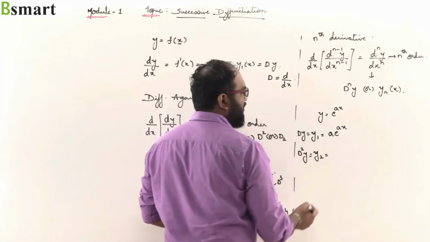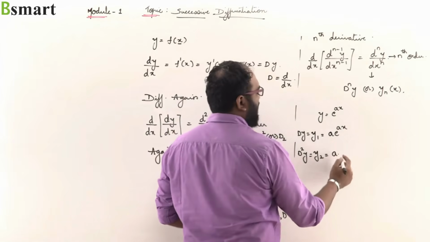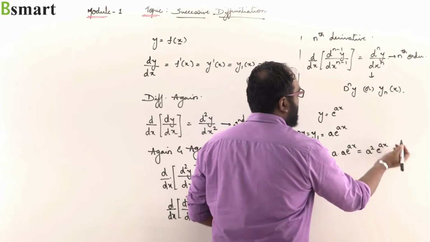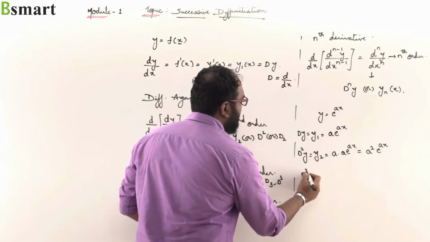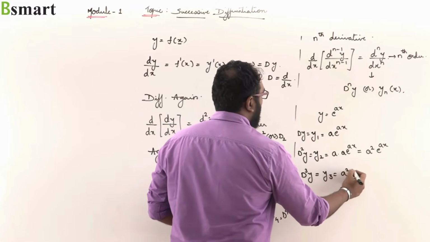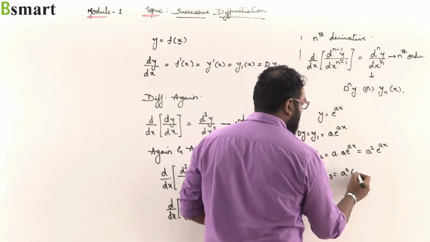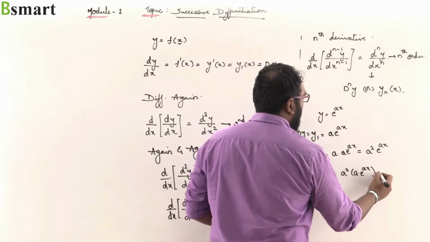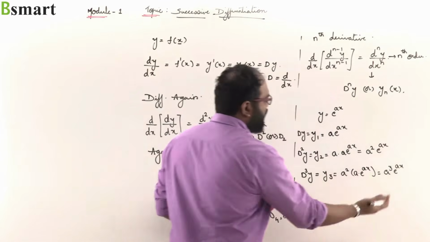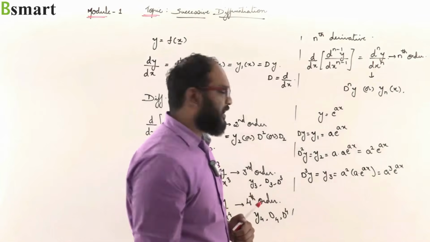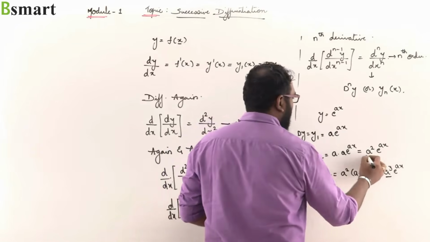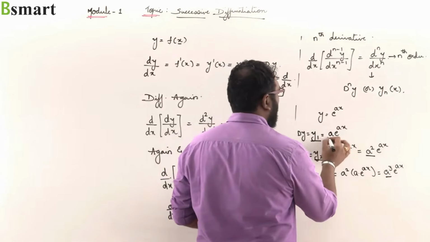For y2, that is d square y, the double derivative will be a into the derivative of e power ax, which is again a e power ax, so it can be written as a square into e to the power ax. Differentiating a third time, d cube y, which is y3, is a square into a into e power ax, which is a cube into e to the power ax. So for y3 we get a cube, for y2 a square, and for y1 we get a.